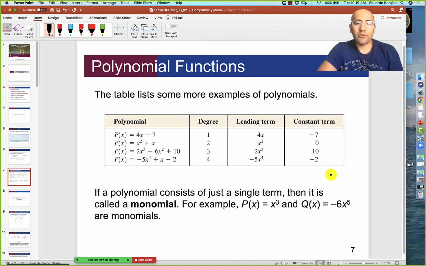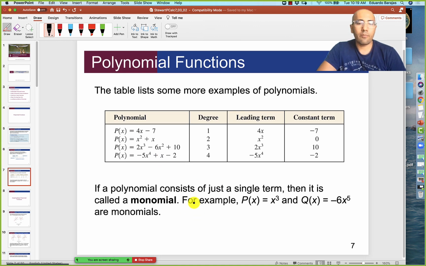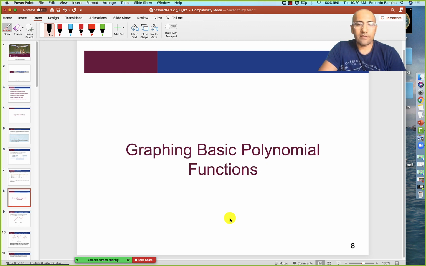Good. If a polynomial consists of just a single term, then it's called a monomial. Right? If it has two terms like this one, it's called a binomial. If it has three terms like these last two, they're called trinomials. Right? So this is a trinomial of degree 3 in one variable. This is a trinomial of degree 4 in one variable. Good, good. Okay, so if we just focus on monomials, monomials are polynomials that only have one term. Here's some examples. X cubed is a monomial, and minus 6x to the 5th power, that's a monomial. Good.